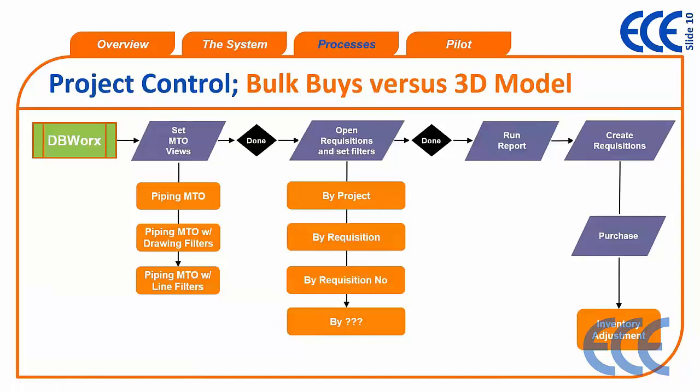So if you are missing stuff after you do your discrepancy reporting, you can go and make a requisition directly off that. And then we do the same thing. We update inventory.